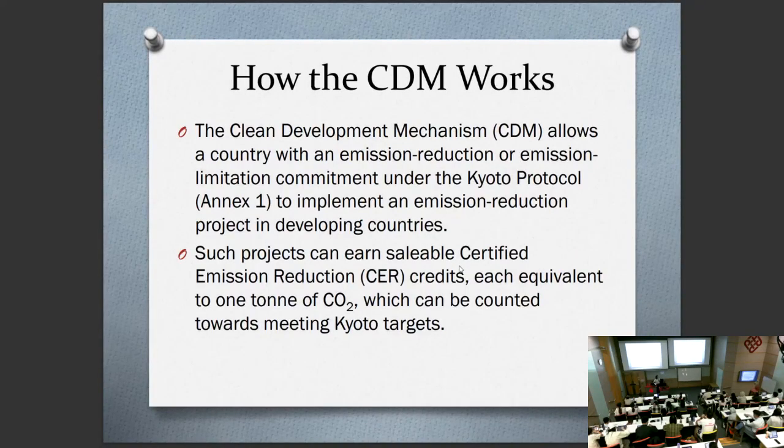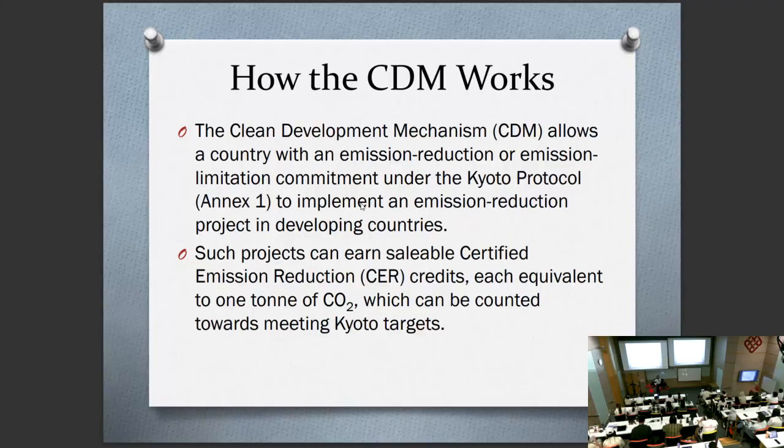So how does the CDM work? The Clean Development Mechanism allows a country with an emissions reduction or emissions limitation commitment under the Kyoto Protocol to implement an emissions reduction project in a developing country. So Annex 1 would be the developed country. Such projects can earn sellable certified emissions reduction credits, each equivalent to 1 ton of carbon dioxide, which can be counted towards meeting the Kyoto Protocol targets.